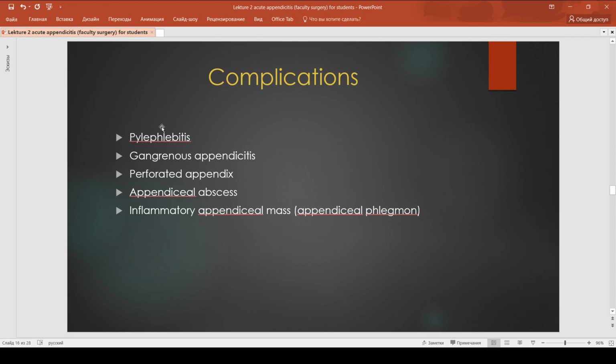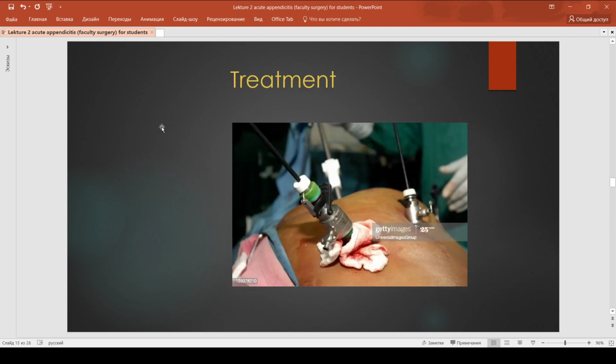Complications. Sorry, I want to say a few words about antibiotic treatment. You can use as antibiotic a cephalosporin with anaerobic coverage. In patients who are allergic to cephalosporin, you can use metronidazole and ciprofloxacin.